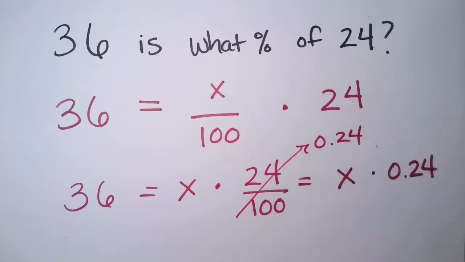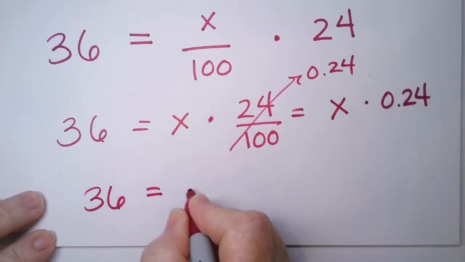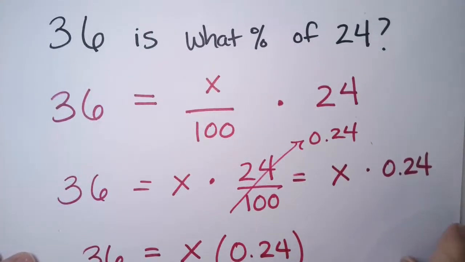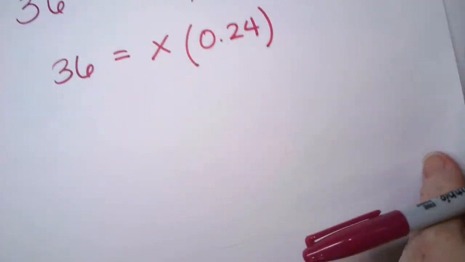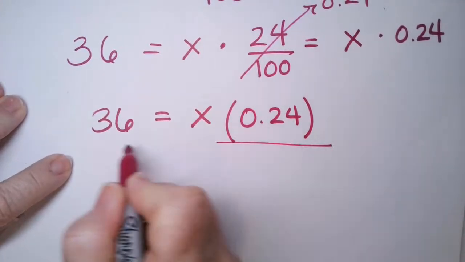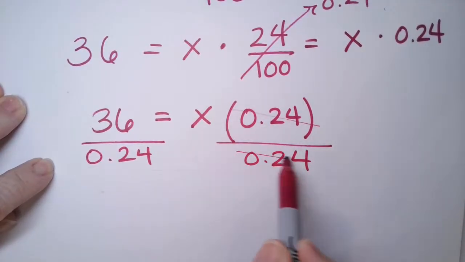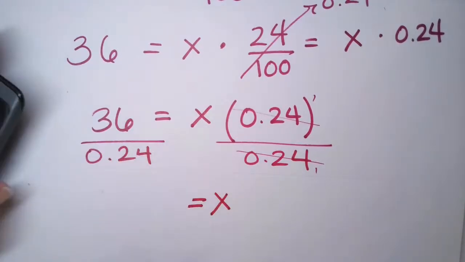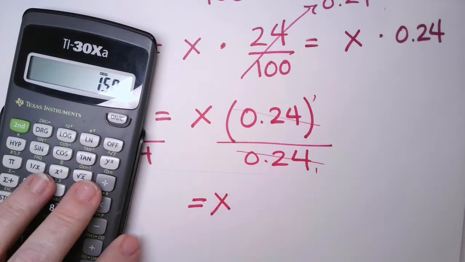I'm going to turn this into a decimal number. I'm going to divide the 24 by 100, so I only have to deal with one number. Okay, so I'll rewrite this so it's clear. 36 equals x times 0.24. What we want to do is divide both sides by this 0.24. So that turns into 1. X equals, and now we're going to take 36 and divide it by 0.24. 36 divided by 0.24 is 150.